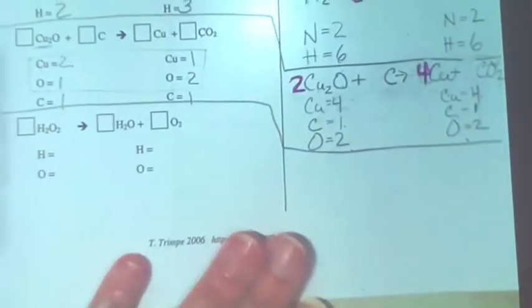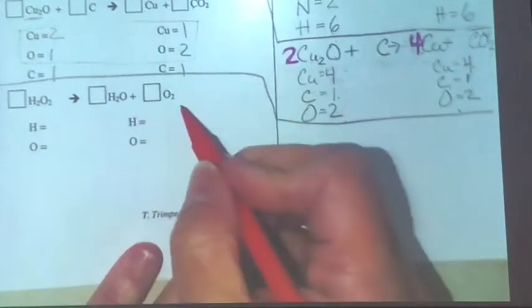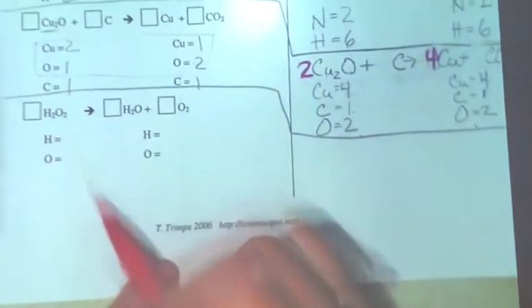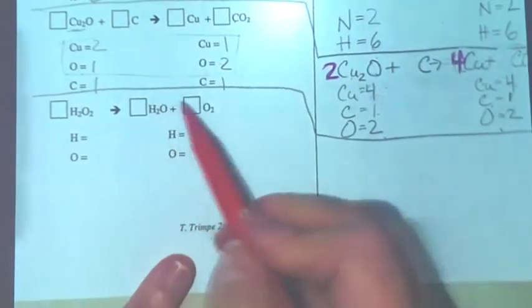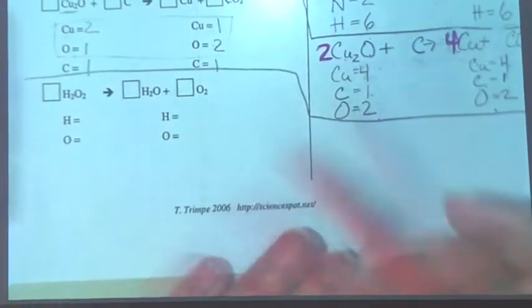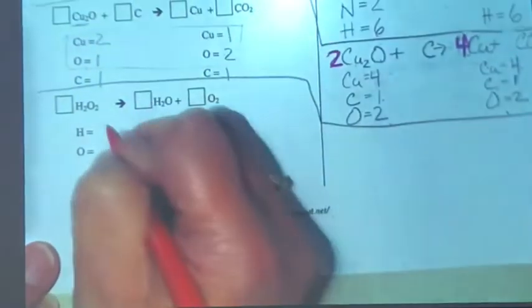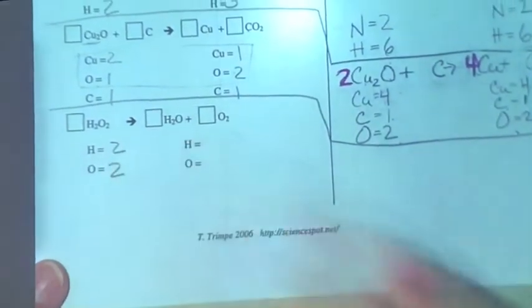We've got H2O2 and H2O and O2. So we're taking H2O2, we're breaking it up, and we're turning it into water and oxygen. So let's do our before. We've got 2 hydrogens and 2 oxygens.